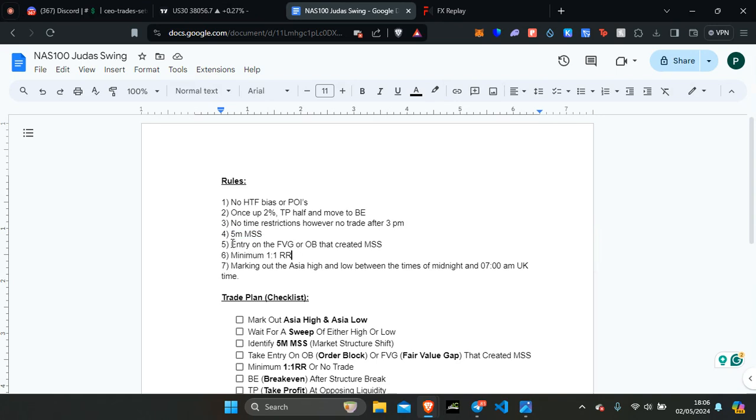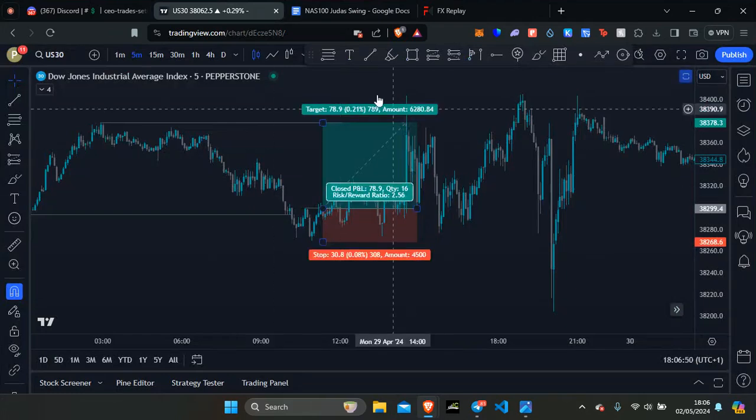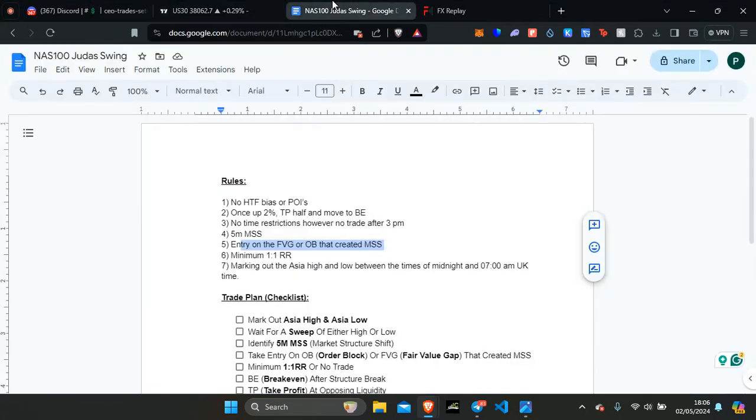Our next rule is that we enter on the fair value gap or order block that created the market structure shift. Now, this will become more relevant when we start breaking down a few more examples so that you can understand exactly what I'm talking about when I say the fair value gap or order block that created the market structure shift. We need a minimum of a 1-to-1 risk to reward. That means if we have less than a 1-to-1 risk to reward, we do not execute.